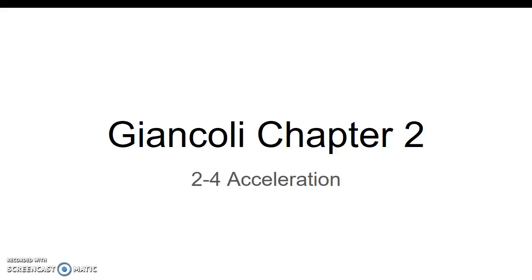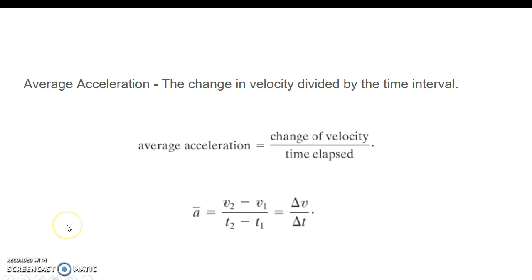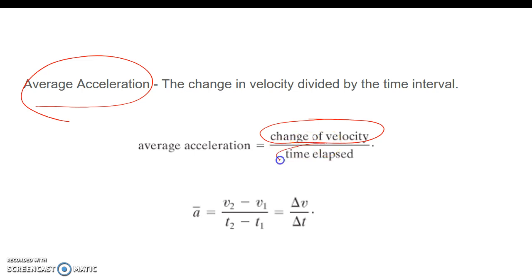Alright, we've got to talk about acceleration after we talk about velocity, so we can give a definition of that, and we can get onto some more kinematics. Average acceleration is how our velocity changes over time. We did time elapsed last time. Our change in velocity is final velocity minus initial velocity. So delta v over delta t is our acceleration.